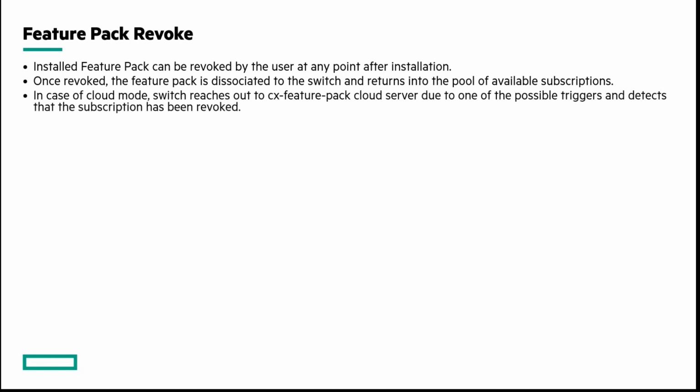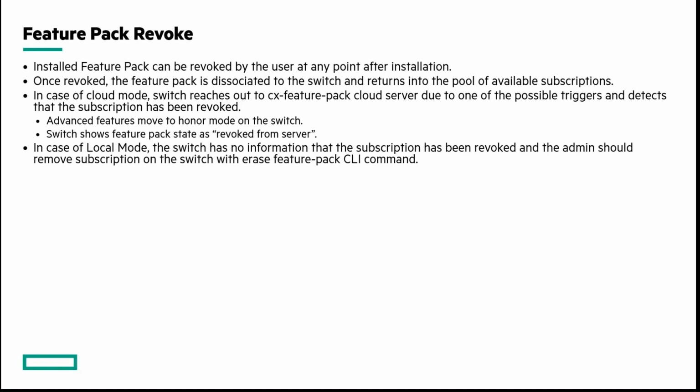In case of cloud mode, the switch reaches out to the CX feature pack cloud server due to one of the possible triggers and detects that the subscription has been revoked. Following which, the advanced features move to honor mode on the switch, and the switch shows the feature pack state as revoked from the server. In case of local mode, the switch has no information that the subscription has been revoked, and due to this the admin should remove the subscription from the switch with the erase feature pack CLI command.